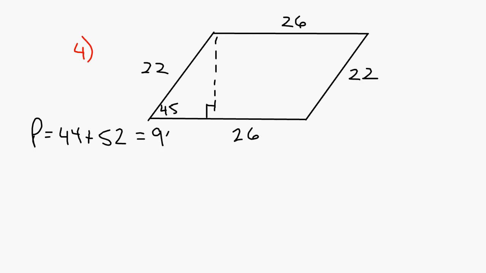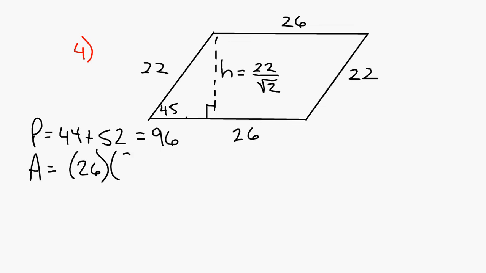Your area is going to be equal to your base times your height. So your base is 26. Your height is right here. So same rule as the last problem. Hypotenuse divided by square root of 2 gives you both legs of a 45, 45, 90. So your height is 22 divided by square root of 2. So 26 times 22 divided by the square root of 2, that's 404.5.